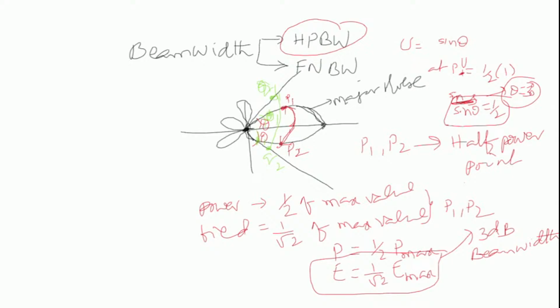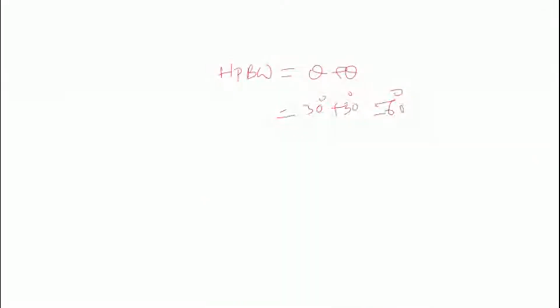Now I am taking radiation intensity U, in the previous case I had considered sin theta, now I have taken cos theta. Radiation intensity is like this. Then determine the beam width between first nulls. First you have to determine theta 1. For this theta 1, U should be equal to U minimum, that means it becomes 0. So that is cos theta, minimum value is 0.